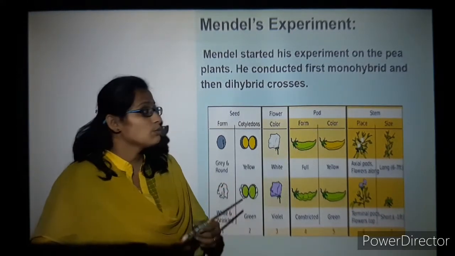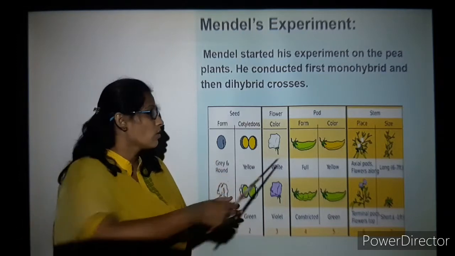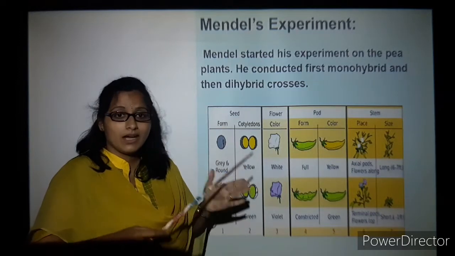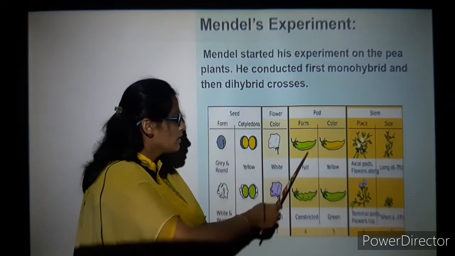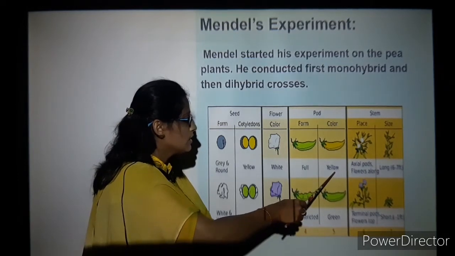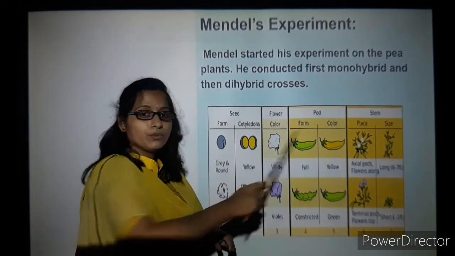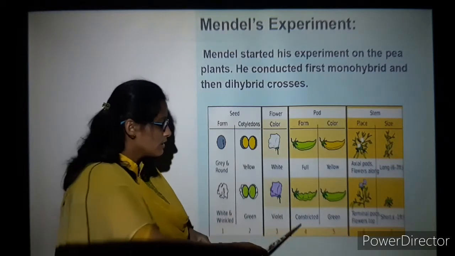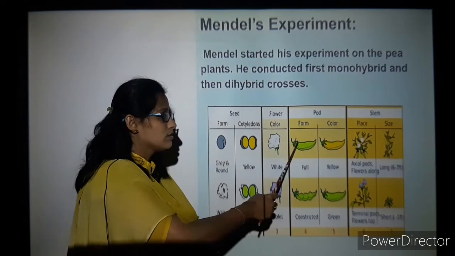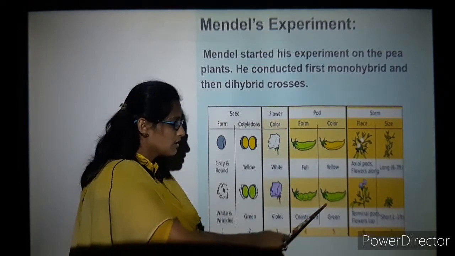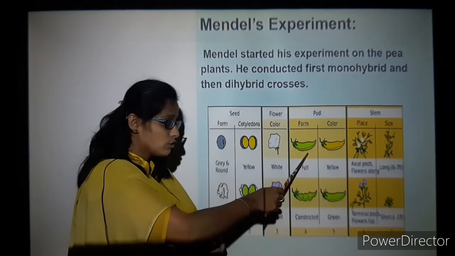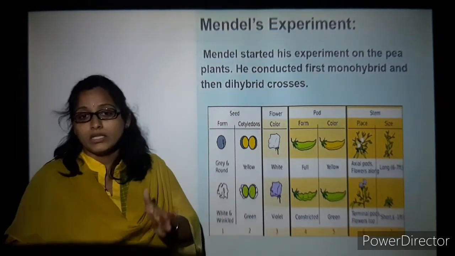So you can see that pea plant has the outer covering, it is called as pod. They represent two different colors, that is green and yellow. So it is full green and yellow. So green crossed with yellow color, and you can see constricted. What is constricted? You can see there is no constriction, it is straight. So here constricted green color. So constricted green can also be crossed with full yellow.